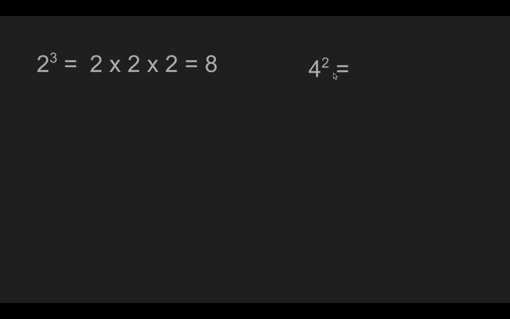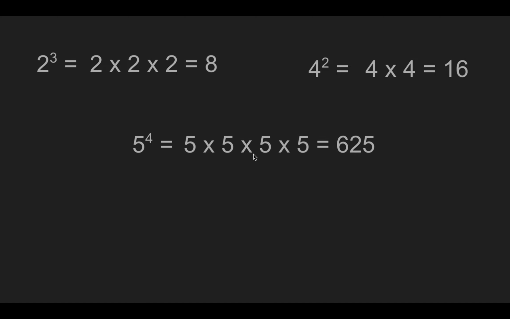Another one, we got 4 to the second power, or 4 squared. That's just 4 multiplied by itself 2 times. 4 times 4 equals 16. We should all know that one. We got 5 to the fourth power. That's just 5 multiplied by itself 4 times. So 5 times 5 times 5 times 5 equals 625.